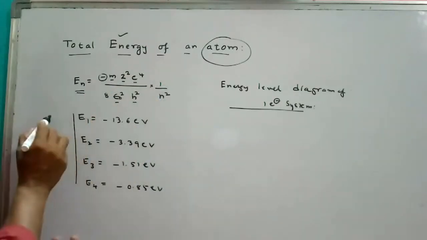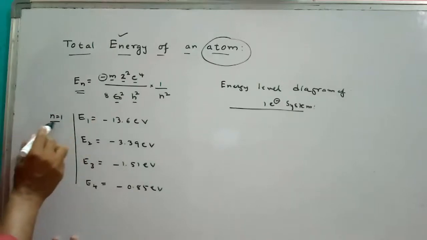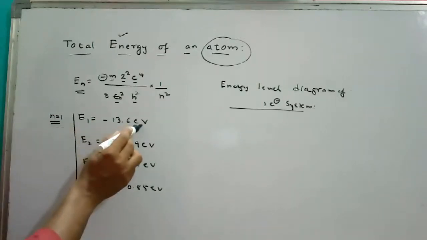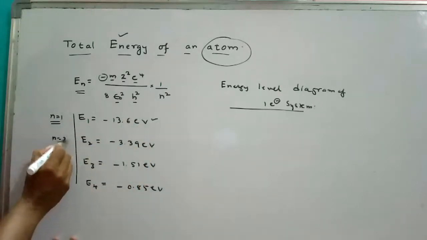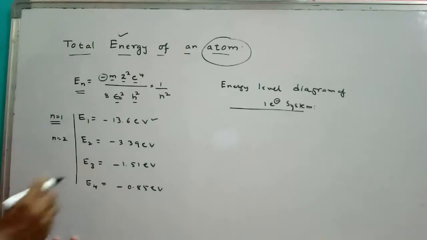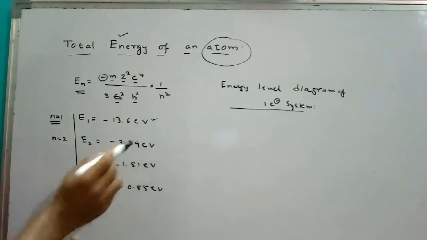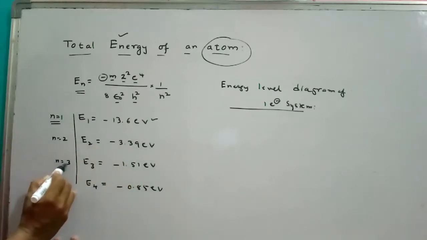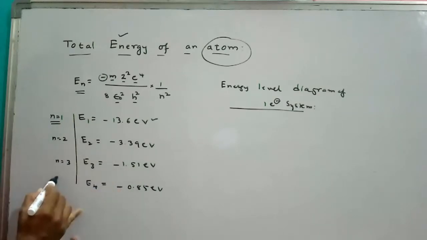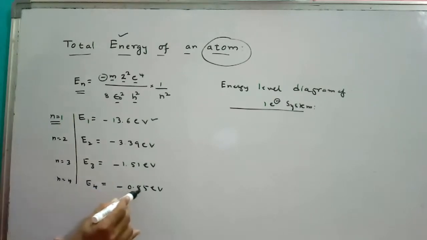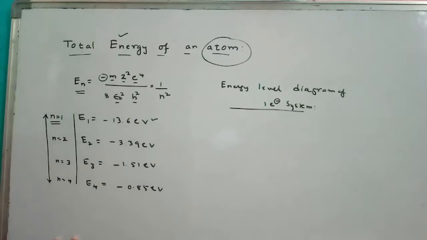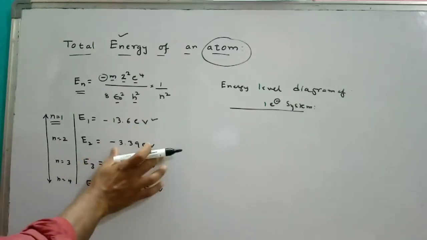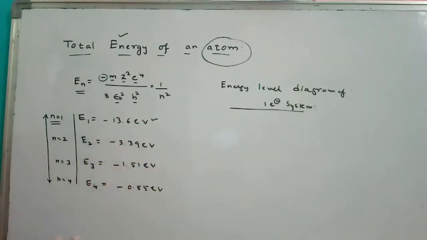We substitute n equal to 1, the first orbit energy, that is E1 equal to minus 13.6 electron volt. If you go for n equal to 2, principal quantum number, E2 equal to minus 3.39 electron volt. N equal to 3, minus 1.51 electron volt, n equal to 4, minus 0.85 electron volt. These are the different orbit energies: first orbit, second orbit, third orbit, fourth orbit.